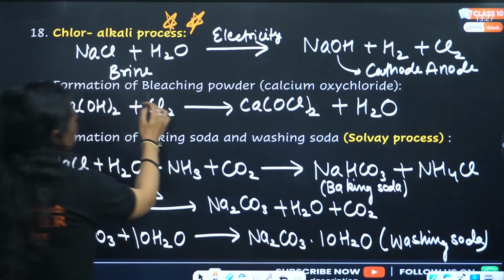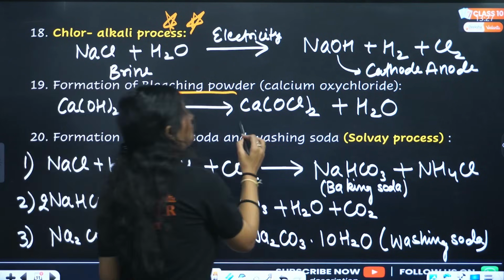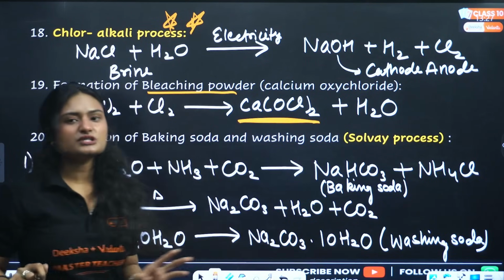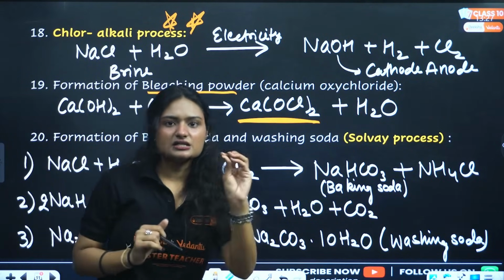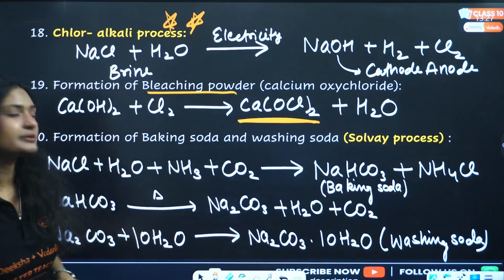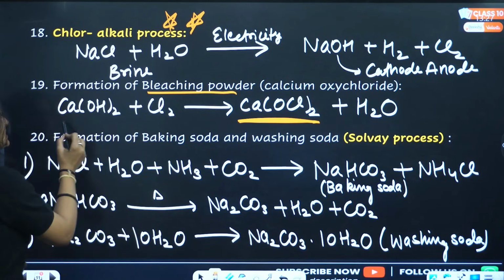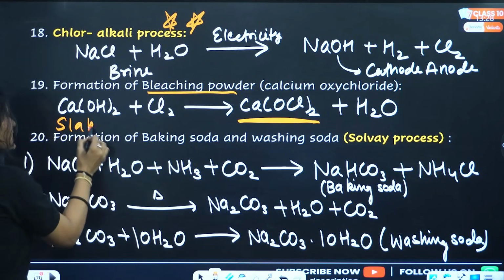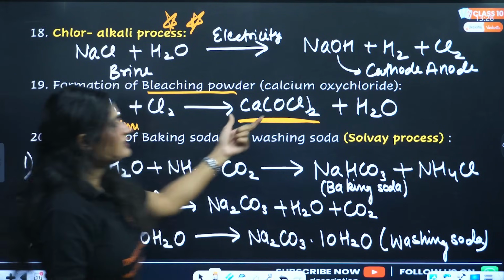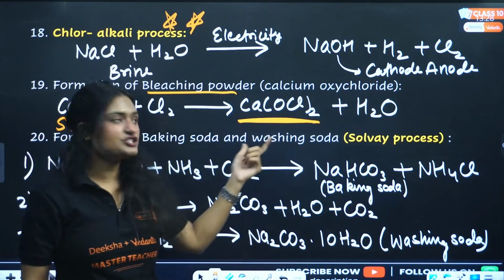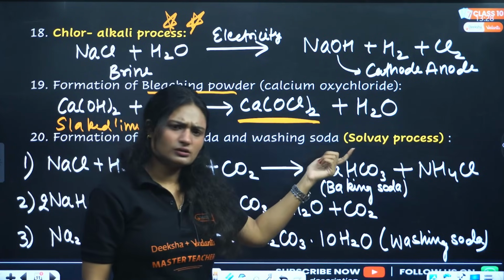Next is formation of bleaching powder. Remember, this is the formula of bleaching powder. Do not confuse it, okay? Always use this formula because this is given in the NCERT, and obviously we need to follow the NCERT verbatim. Now this is slaked lime. When you pass chlorine gas through slaked lime, what do we get? We get calcium oxychloride. This is bleaching powder, or calcium hypochlorite also, plus water.